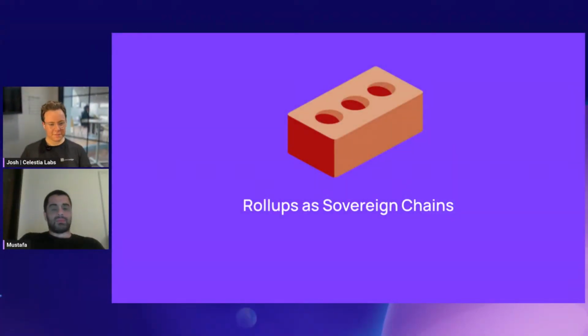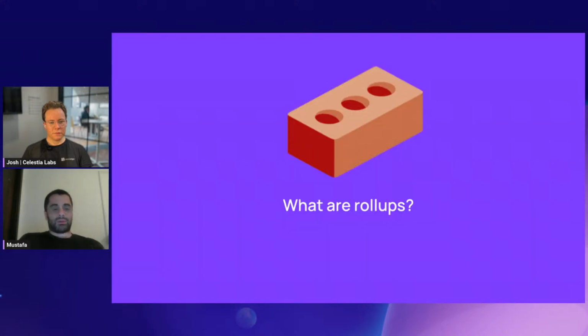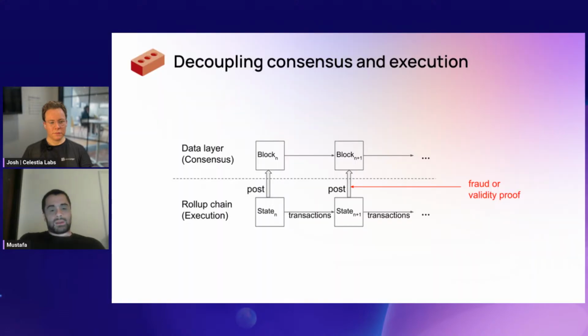So as Josh said, I'm going to be talking about rollups as sovereign chains, or this idea of sovereign rollups. First of all, before talking about sovereign rollups, let's take a step back and discuss what rollups are, and then how they differentiate from sovereign rollups. Then I'll talk about why sovereign rollups are a good idea and why they can be useful. And finally, I'm going to talk about some of the existing state of sovereign rollup frameworks, or how you can build sovereign rollups. So first of all, what are rollups fundamentally?